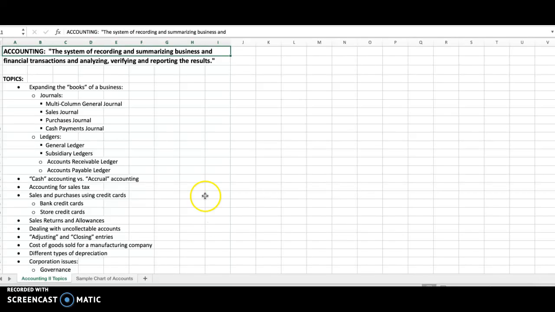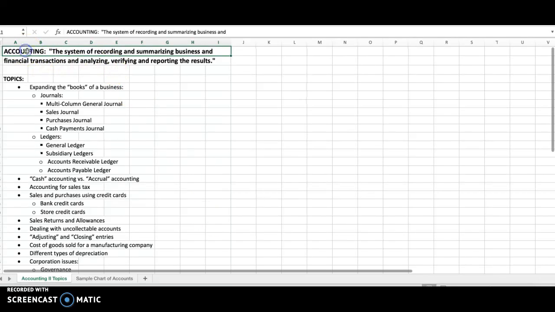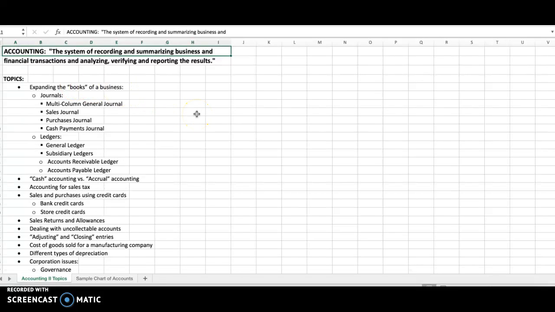At the top of this page, you see a definition. Accounting can be defined as the system of recording and summarizing business and financial transactions and analyzing, verifying, and reporting the results. We've done a lot of that in the first semester, but we will do more in detail in this second semester and talk a lot about this word analyzing and verifying in the second part of this definition. We'll talk a lot about that particular part of the responsibility of an accountant.